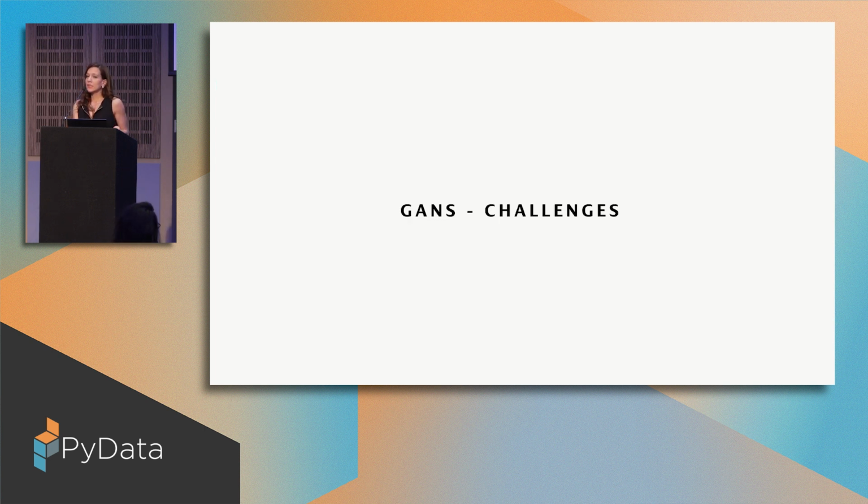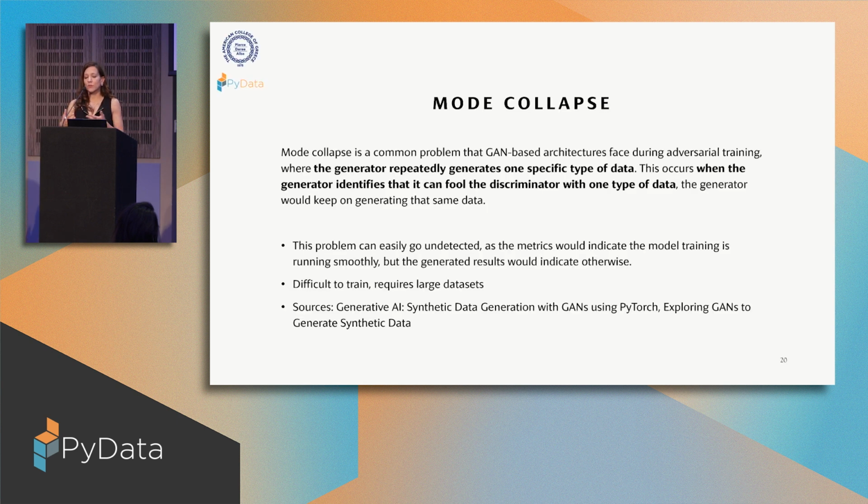Now, as we said, this is a very first, initial vanilla GAN and how it works. But of course, as with all the advantages, there are a couple of disadvantages to consider. The first one, which is a very common problem, is that GAN-based architectures face something called mode collapse. So during the whole adversarial training, in the case of mode collapse, the generator repeatedly generates one specific type of data.